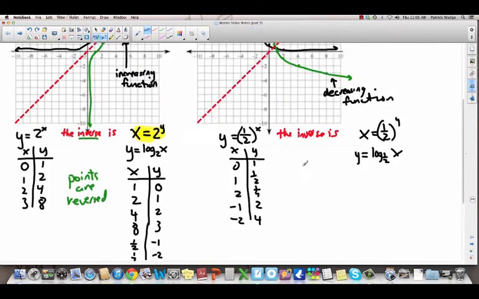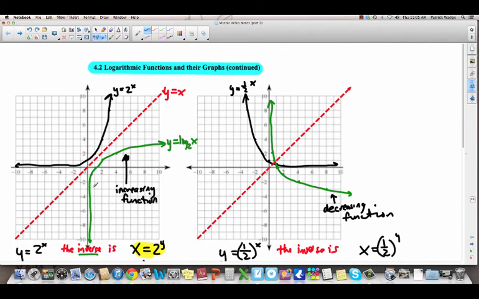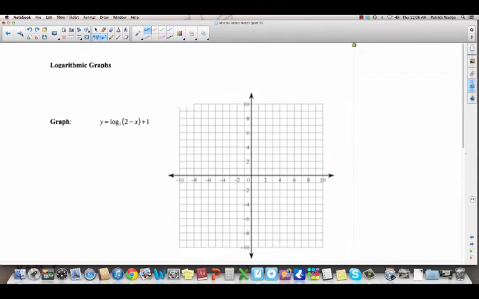Okay, so once you get the exponential function down, you can use that to help you with the logarithmic functions because they're just inverses of each other. All right, a few points about that.